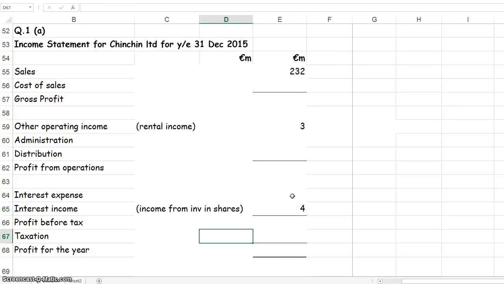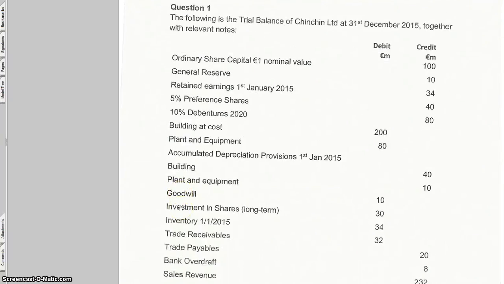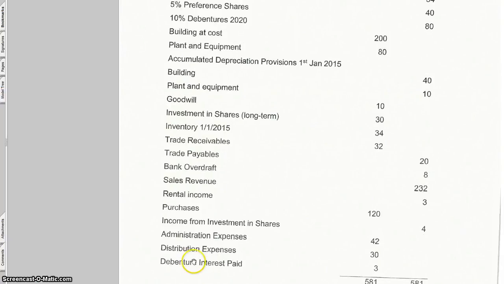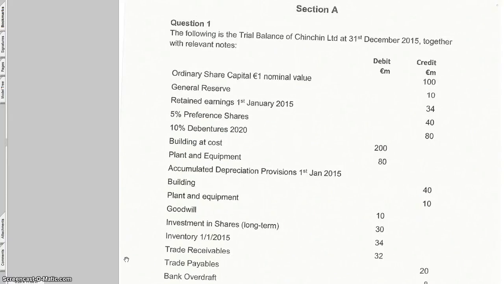Interest expense will be debenture interest, or if you've borrowed money, a long-term loan, or any interest you pay on borrowings. So we go to the trial balance again and look for that. Down here is debenture interest paid of 3, but we need to put in the total interest for the year, not just what we've paid. So we need to figure out the amount owed for the year. Here are debentures due to be repaid in 2020, and we've borrowed 80 million, with 10% as the interest rate.